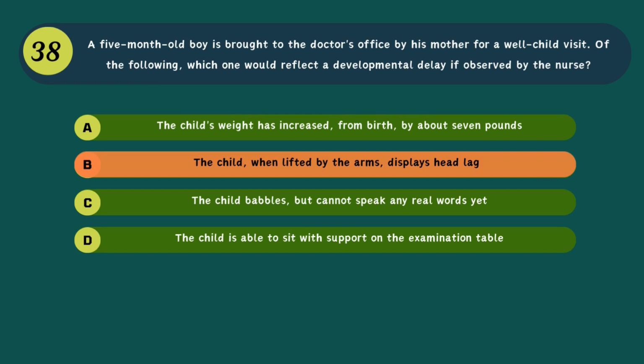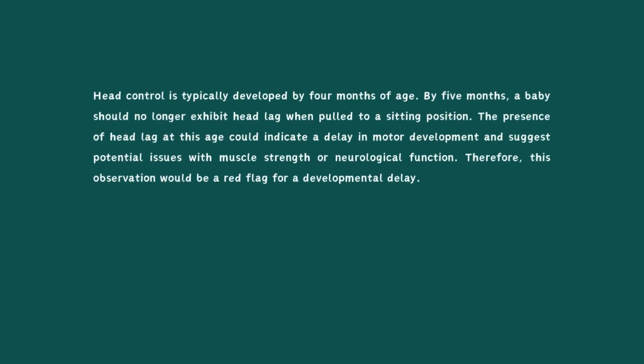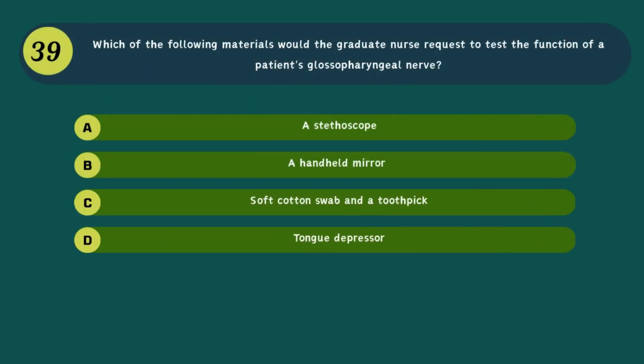Correct answer. B. The child, when lifted by the arms, displays head lag. Head control is typically developed by 4 months of age. By 5 months, a baby should no longer exhibit head lag when pulled to a sitting position. The presence of head lag at this age could indicate a delay in motor development and suggest potential issues with muscle strength or neurological function. Therefore, this observation would be a red flag for a developmental delay.